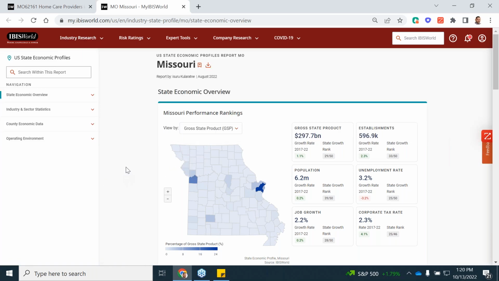So we're pulling some macroeconomic information for our state economic overview. Being able to look at gross state product, establishment growth, unemployment, the corporate tax rate, a lot of this publicly founded information, but consolidating it in a nice, easy way to save you time to be able to get up to speed on what's happening in the local environment.